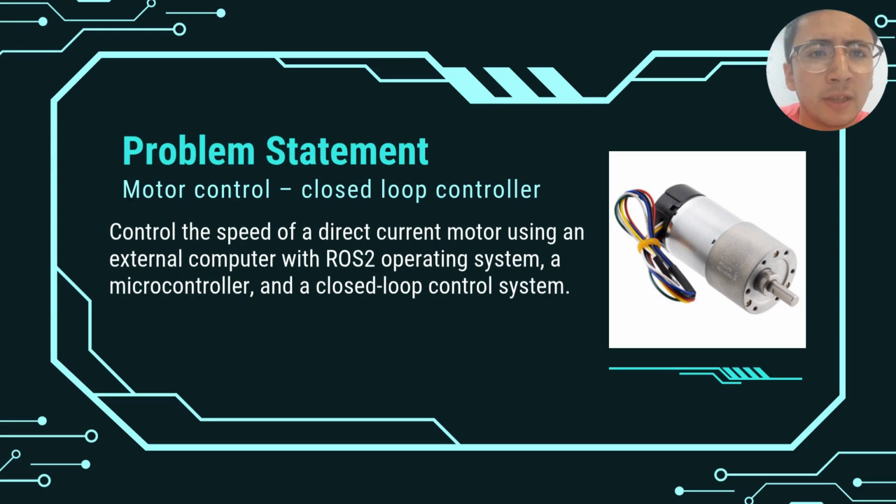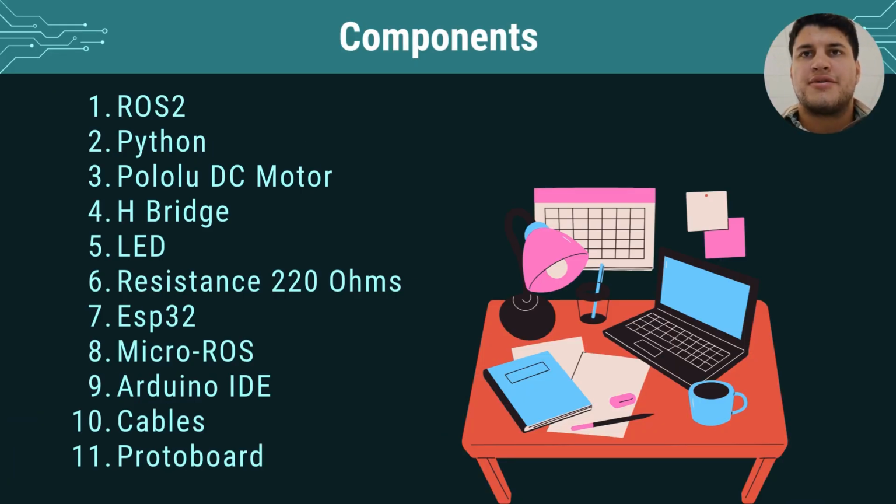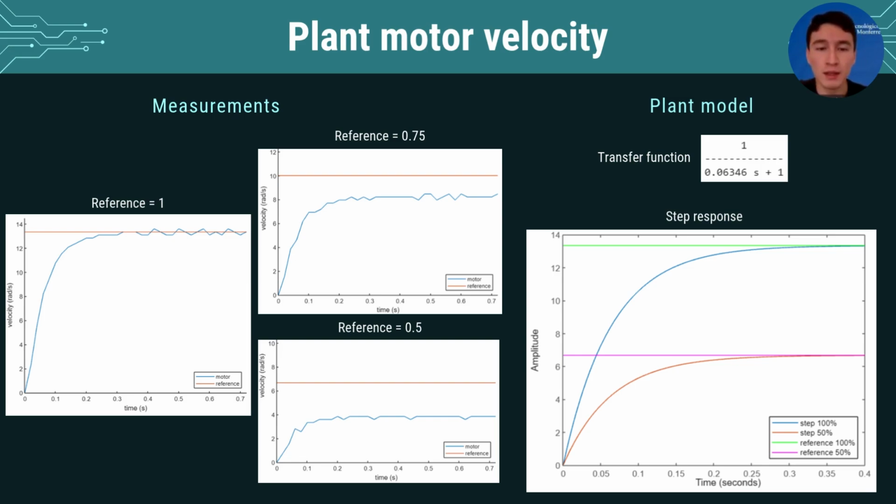Our goal is to regulate the speed of a DC motor using an external computer with ROS2 and a controller with closed-loop control system. Components we are going to use: ROS2, Python, Pololu motor, winch edge, LED, resistance 220 ohms, ESP32, micro-ROS, Arduino IDE, cables, a protoboard. We are going to use PI and PID digital control.